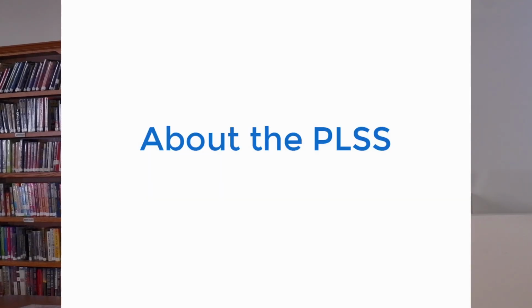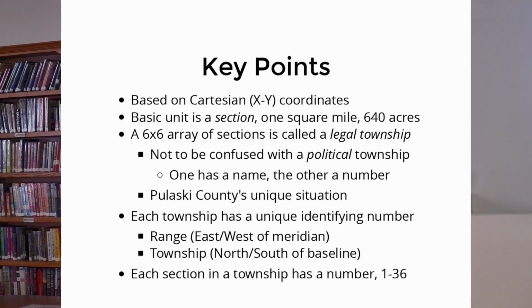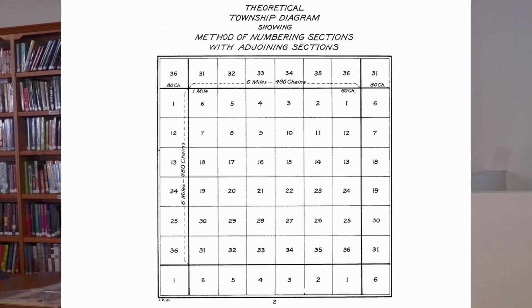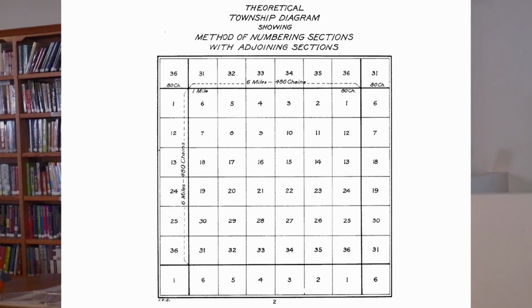So we measure land in the United States of America according to a system called the Public Land Survey System. And here are the key points about a legal description. All legal descriptions begin with a set of XY coordinates. That is, there is an up, down, and a side to side. And we're going to see exactly what those are. The basic unit of land measurement in the United States is called a section. It is 1 square mile, 640 acres. An array of 6 by 6 of those sections is called a township. And now it's important for me to make sure you understand that there are 2 sets of townships.